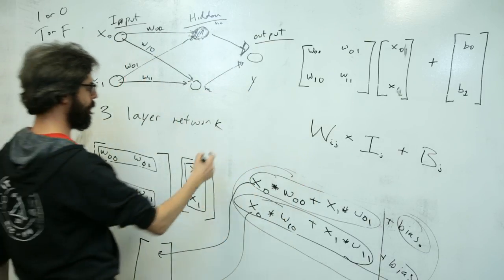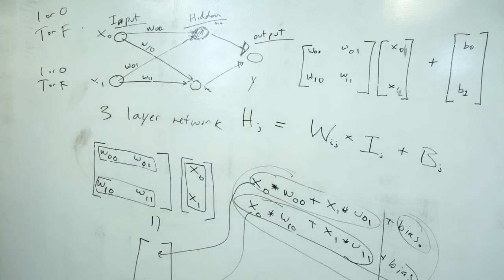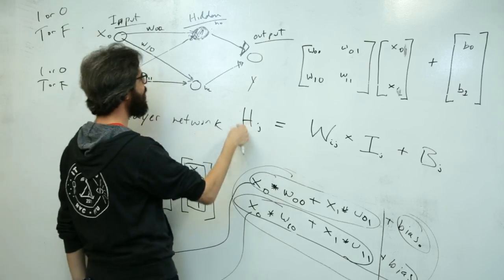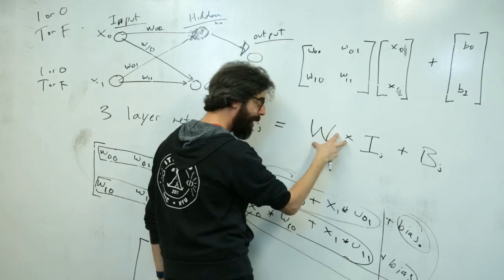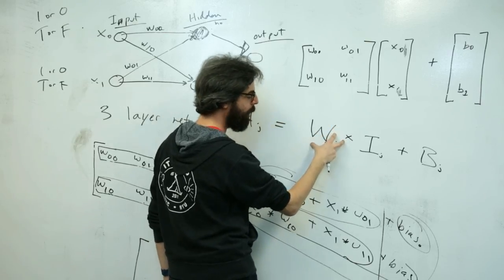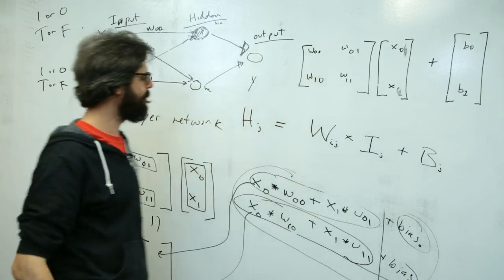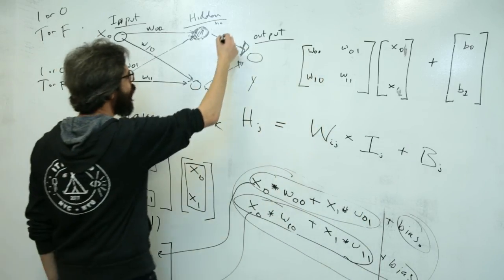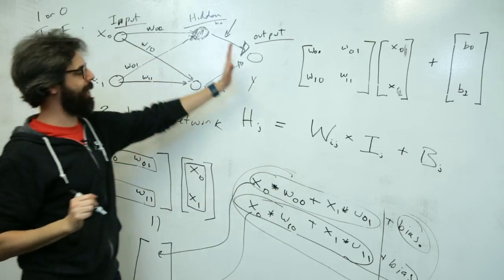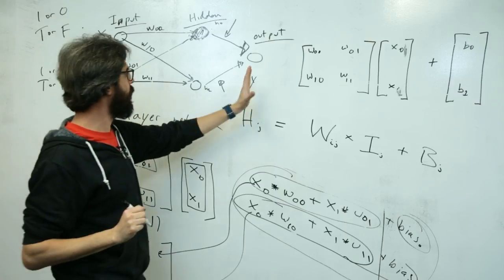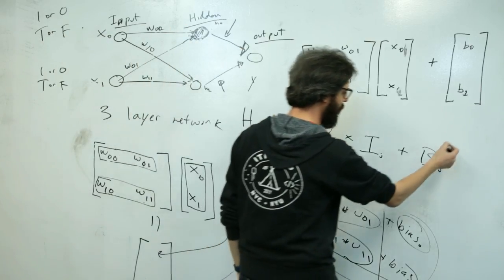Once I've got this, the hidden node, the weighted sum is the weight matrix product with the input plus all the biases. But this is not enough. I need to figure out what I actually send out of the hidden layer. So what is the output? The math is it needs to pass through some activation function.